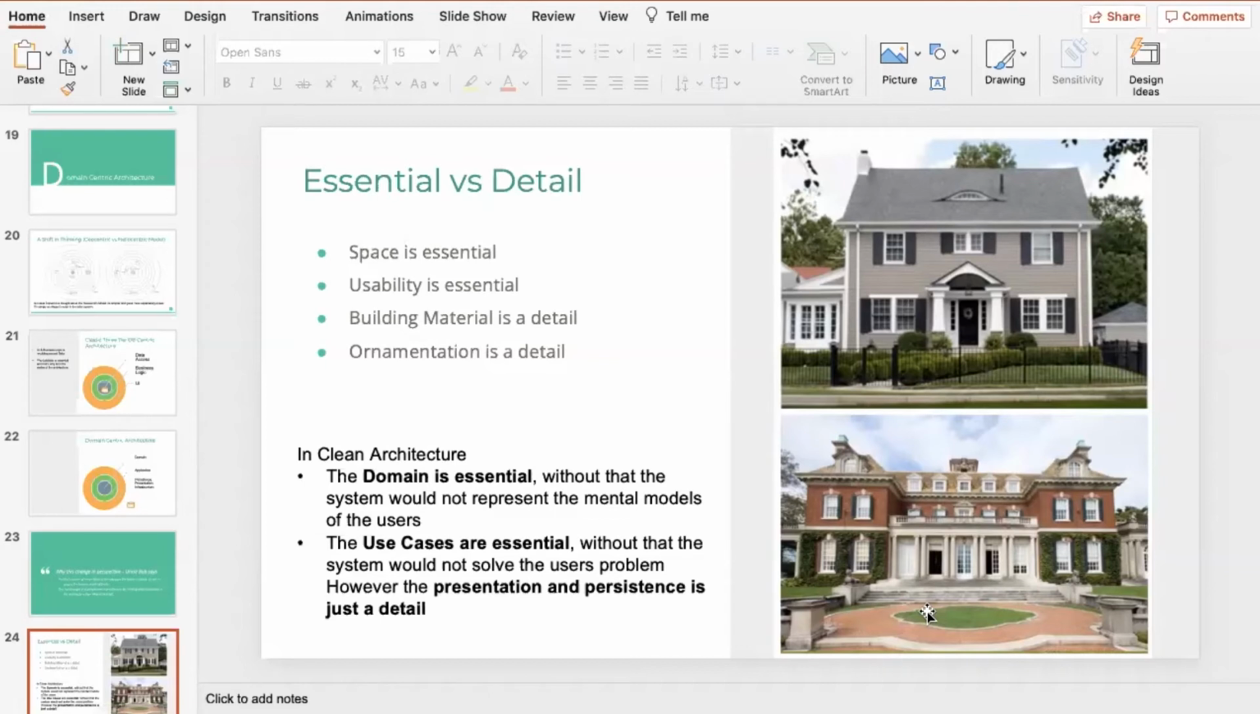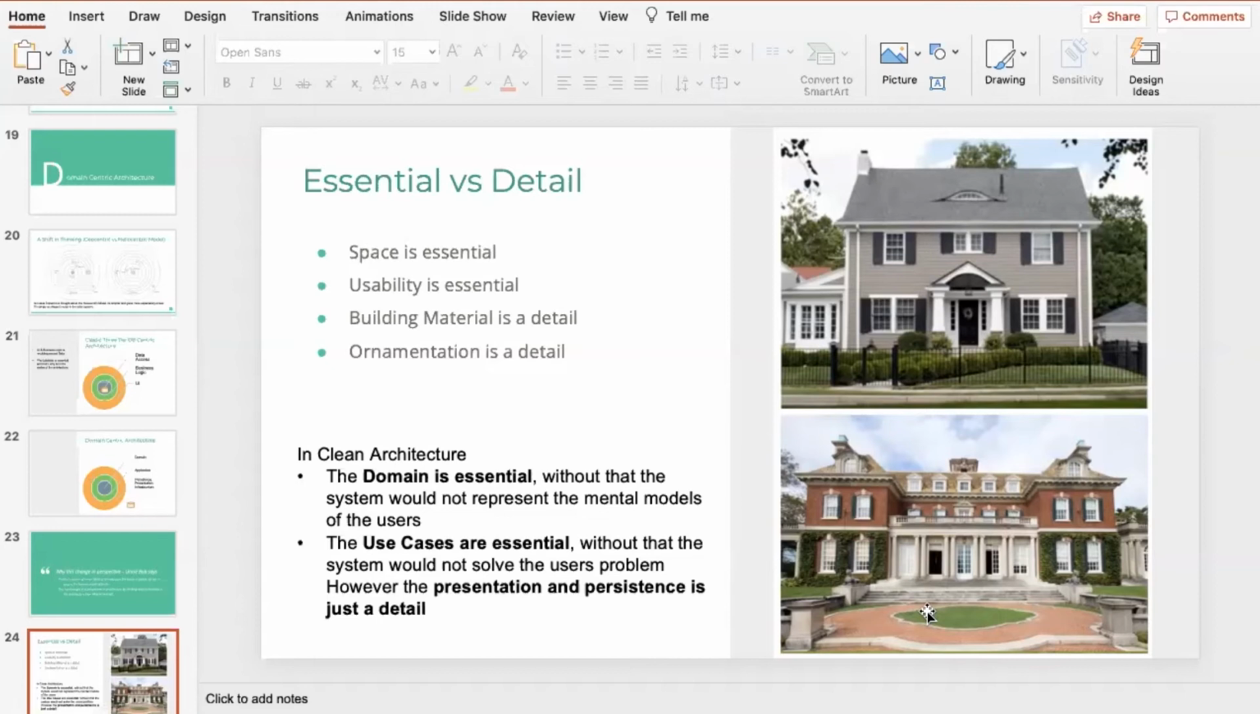So what clean architecture says is the domain is essential. In this case, space and usability are the important aspects. In the clean architecture, relating to the real world, the domain is very important, because the domain represents the mental models of the use cases, your requirements, right? However, the presentation, whether you publish it over a UI channel like mobile front, or a desktop application, or a fancy UI, that is just a detail actually. That's not the prime importance.